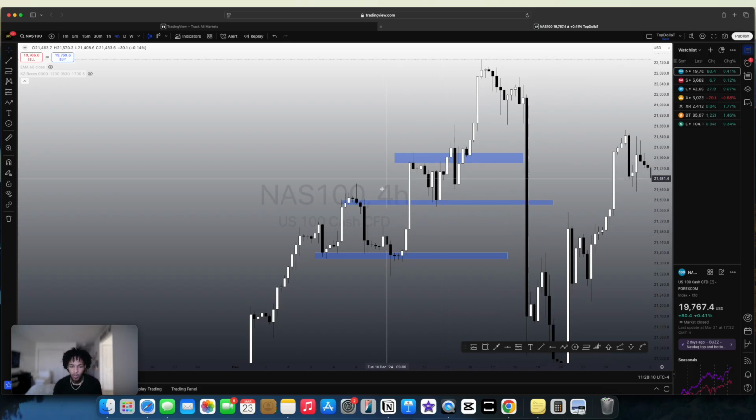But again, we have the higher lows, higher highs, higher lows, higher highs. Each time it gets back to the highs, it drops down.